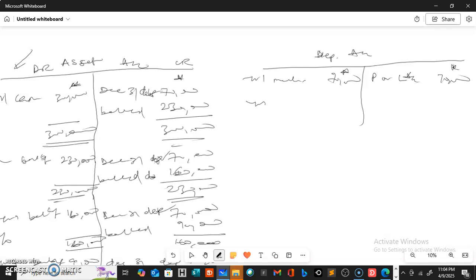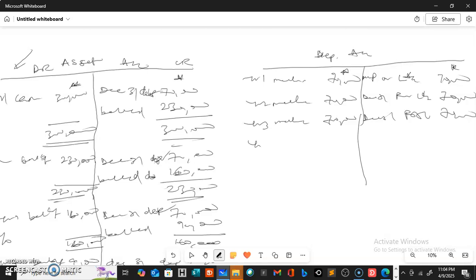Year two, we have machine, 70,000. December, we have the P&L account, that is 70,000. For year three, machine, 70,000. December 31st, P&L, 70,000. For year four, we have machine, the same value, 70,000 naira. Same date of that year, P&L, we have 70,000.